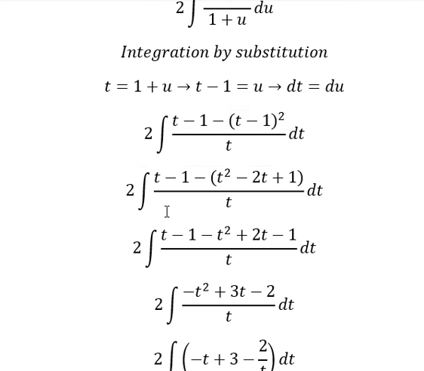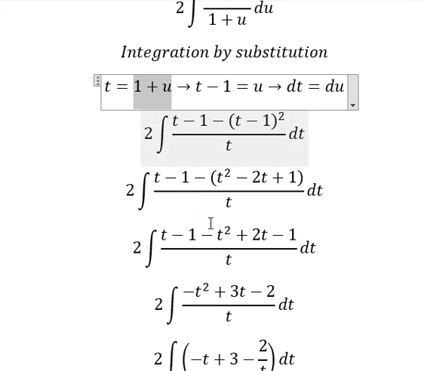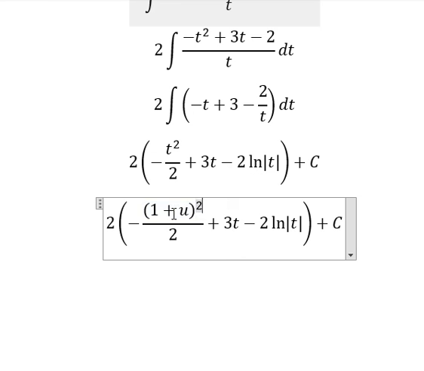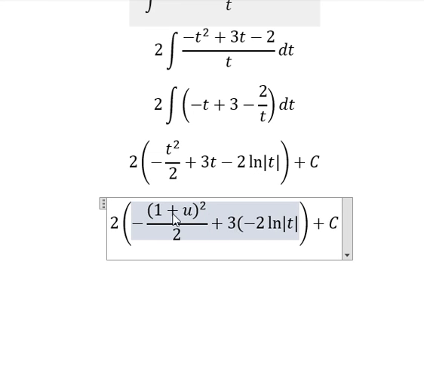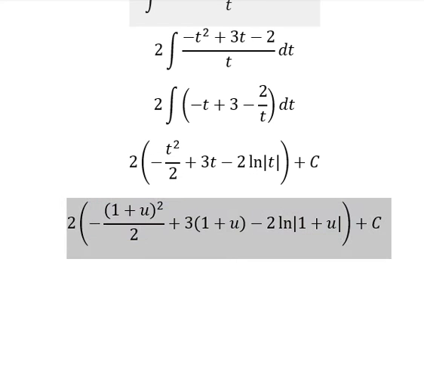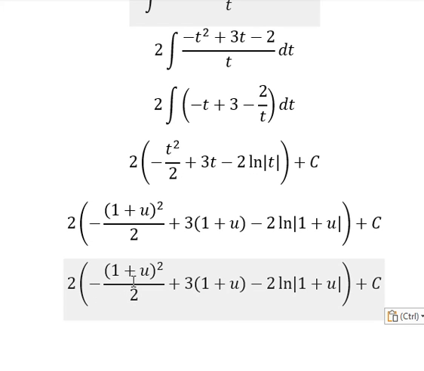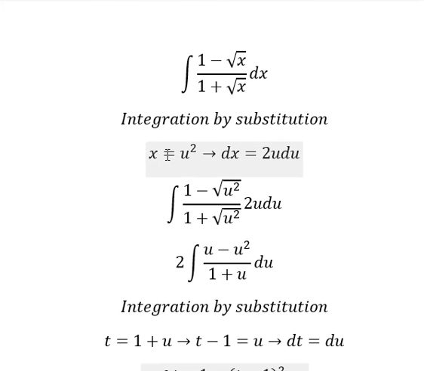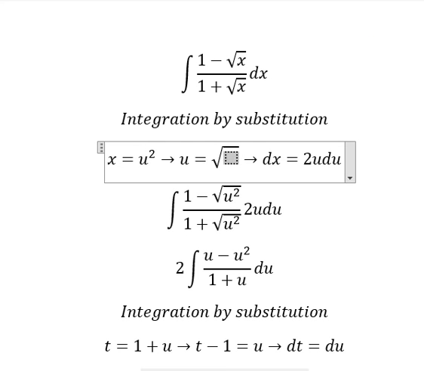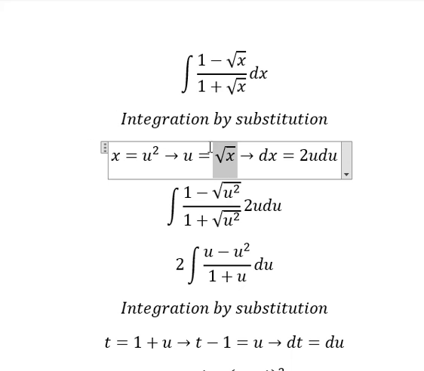About t, that is 1 plus u. About u, that is this one. So we put the square root for both sides, and we have u equals the square root of s. So I will put this one to change for u.